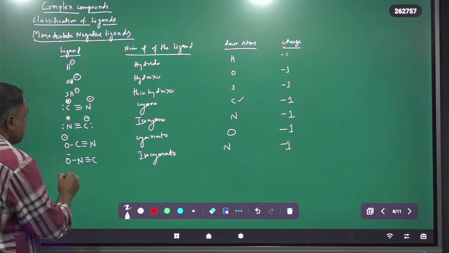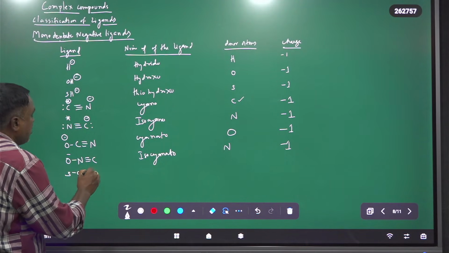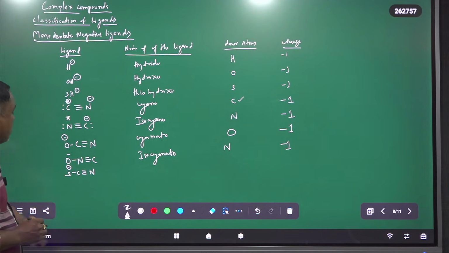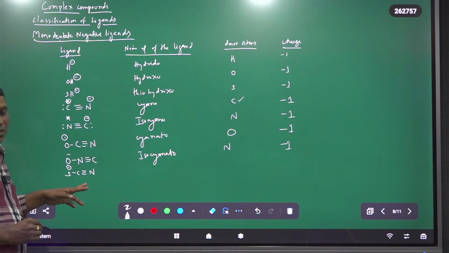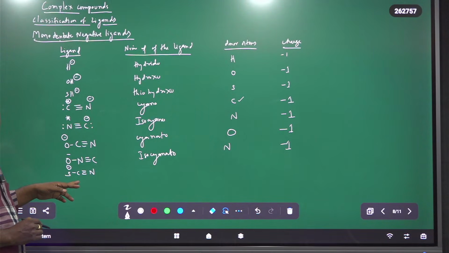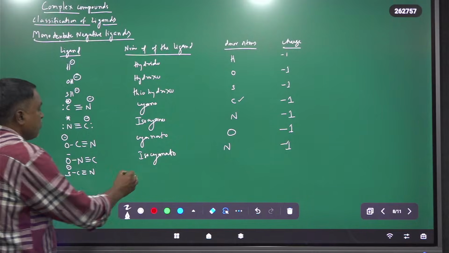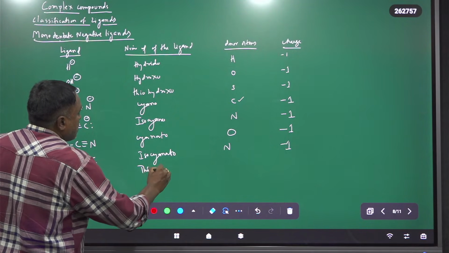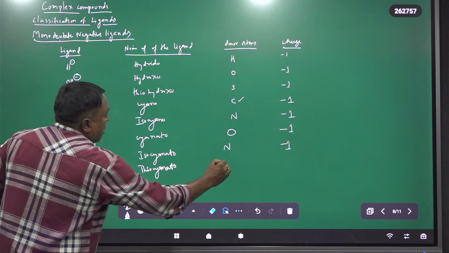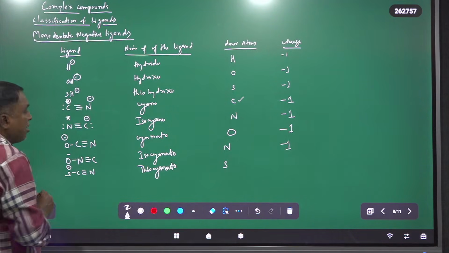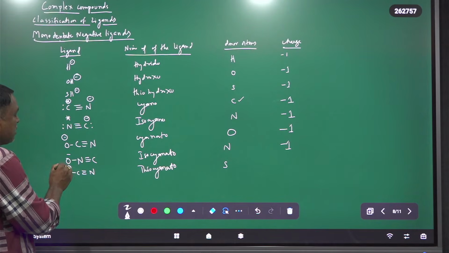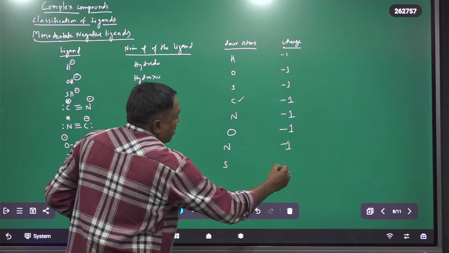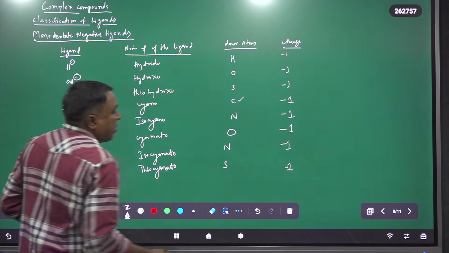Next, this is S minus C triple bond N. On this, sulfur carries the -1. This S minus C triple bond N is the thiocyaneto. So the donor atom is sulfur. This sulfur is donating an electron pair to the central atom. Therefore sulfur is the donor atom, and charge on the ligand is -1.